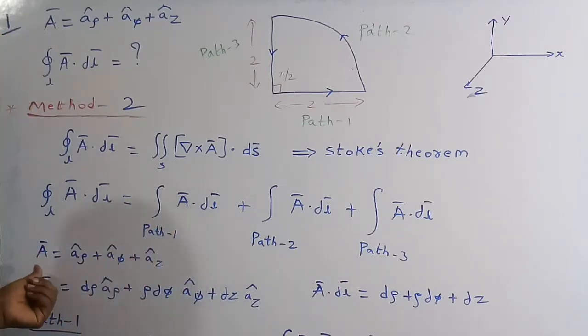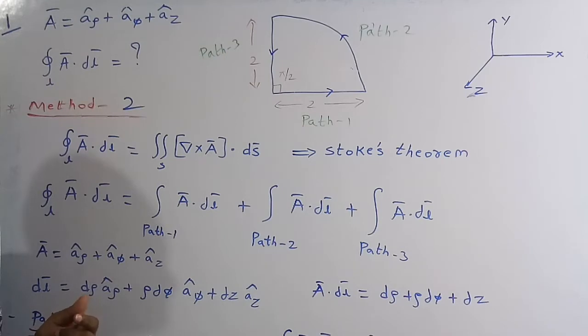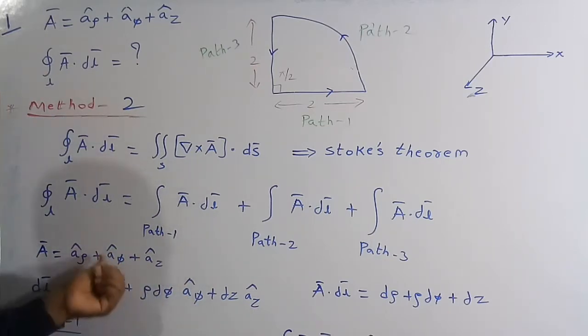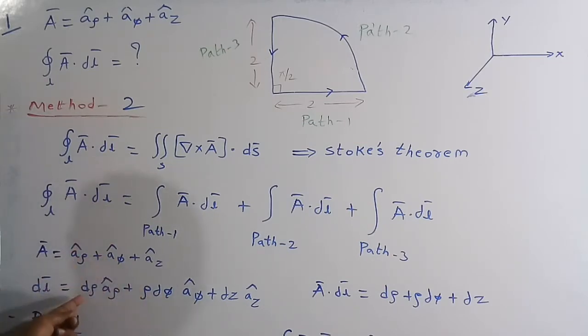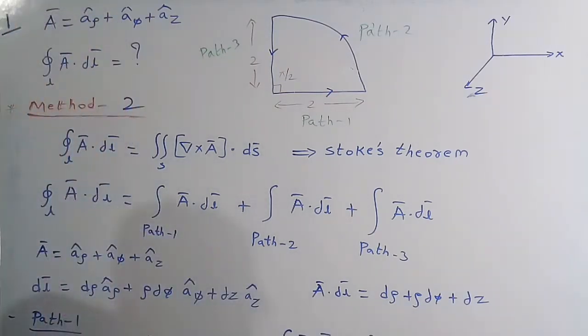In the question they have given A bar is equal to a rho cap plus a phi cap plus az cap, and dl bar, a small increment of length in the cylindrical coordinate system, is d rho a rho cap plus rho d phi a phi cap plus dz az cap. You have to do the dot product for A bar dot dl bar. In the dot product the corresponding elements should be multiplied. Therefore we get d rho plus rho d phi plus dz as A bar dot dl bar.